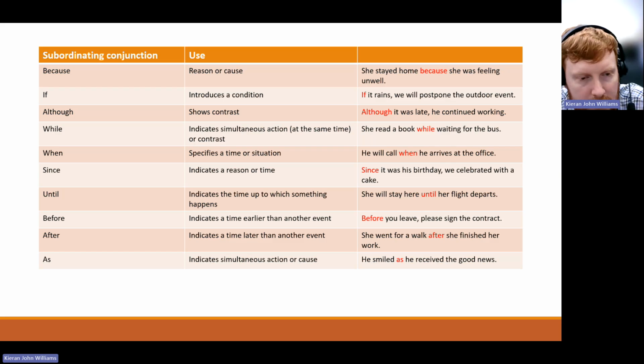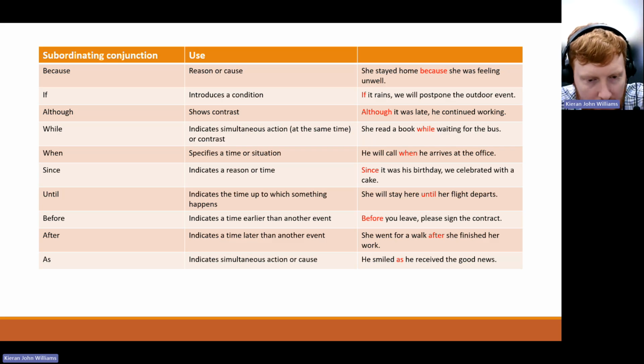So as, similar to while, can talk about a simultaneous action, two things happening at the same time. In the sentence, he smiled as he received the good news, he's receiving the good news and smiling at the same time. But as can also talk about a cause, similar to because that we had earlier on. So as I needed milk, I went to the shop. It tells us the reason why we do something. So a few different words we can use there, and they all give us a different meaning.